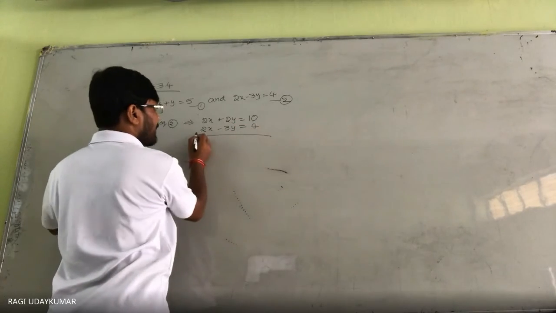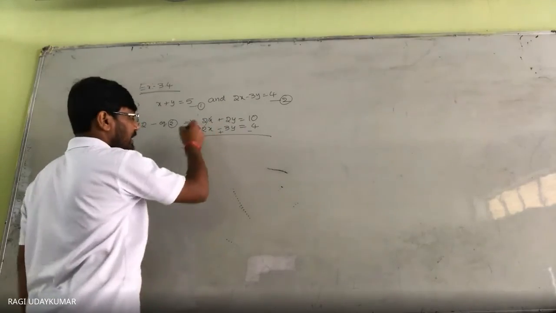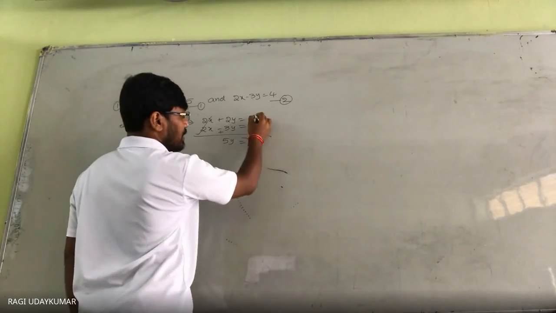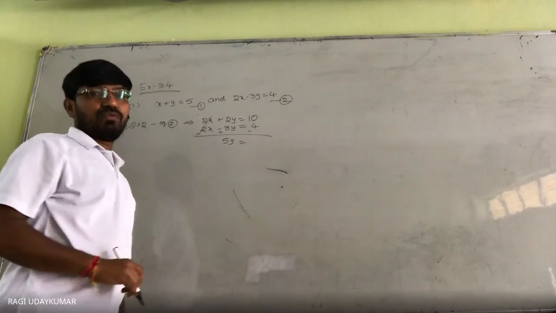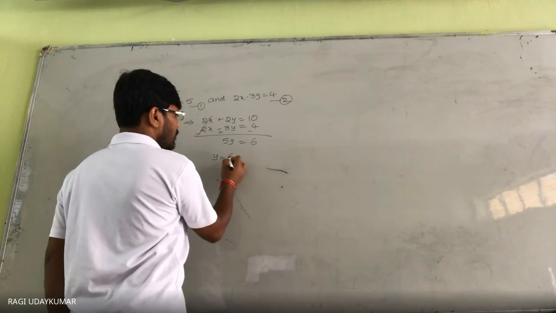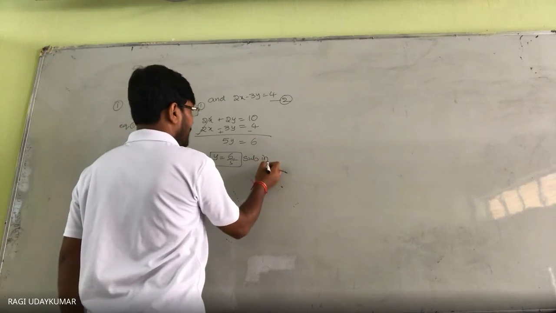When you subtract, the signs will change. So the 2x terms cancel. Plus 2y minus minus 3y becomes plus 5y, and 10 minus 4 becomes 6. So 5y is equal to 6, that is y is equal to 6 by 5.